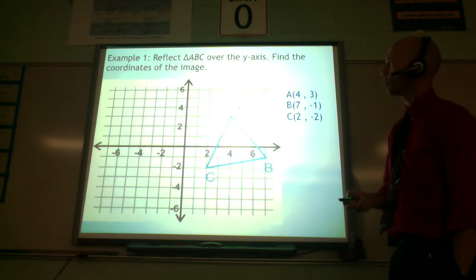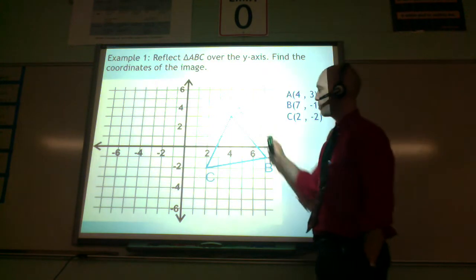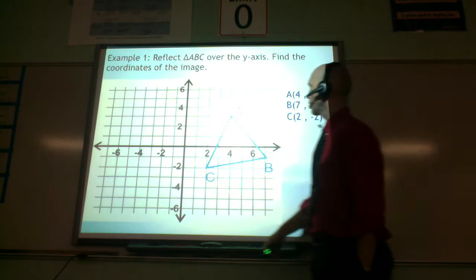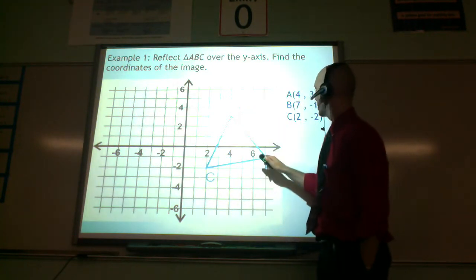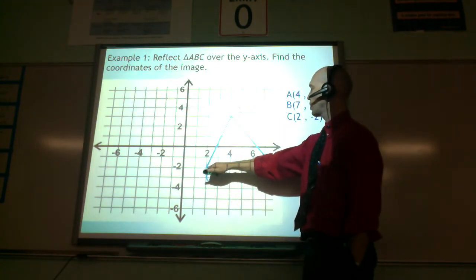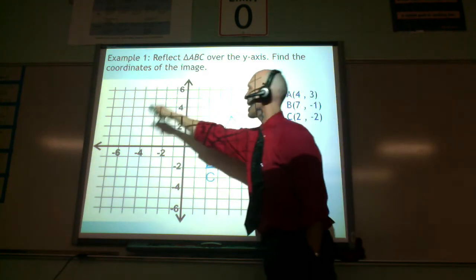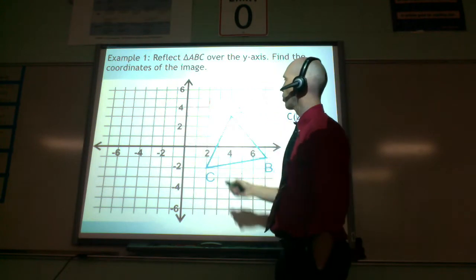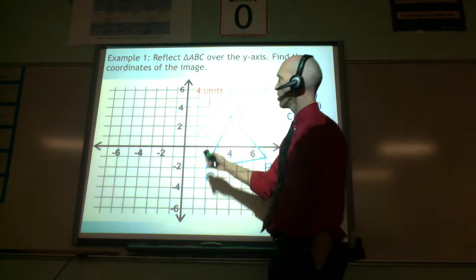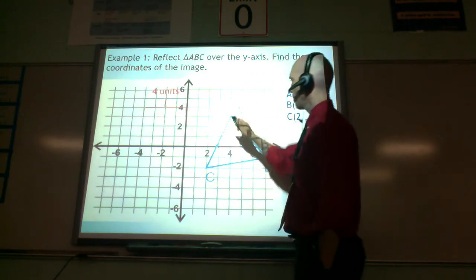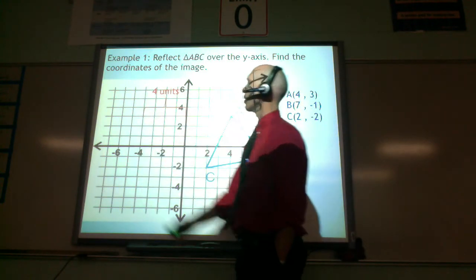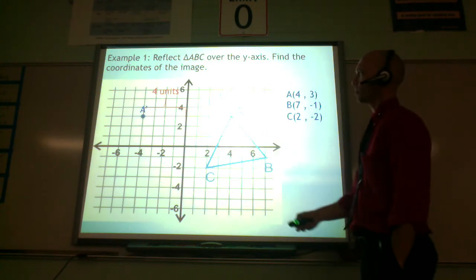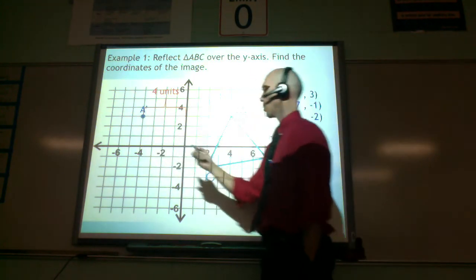So here we go. I'm going to flip this triangle ABC over the y-axis. I have ordered pairs A is (4, 3), B is (7, -1), and C is (2, -2). To flip it over the y-axis, I'm going to count how far away I am: 1, 2, 3, 4. That's 4 units away, so I'm going to go 4 on the other side. My new A, remember, is A prime. That's after I moved it. That's my image, and this is my pre-image. That ordered pair is (-4, 3).